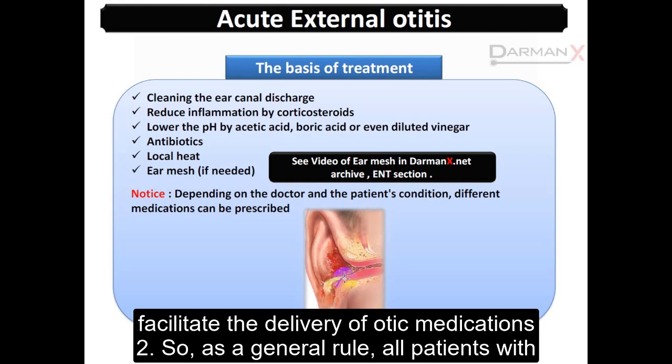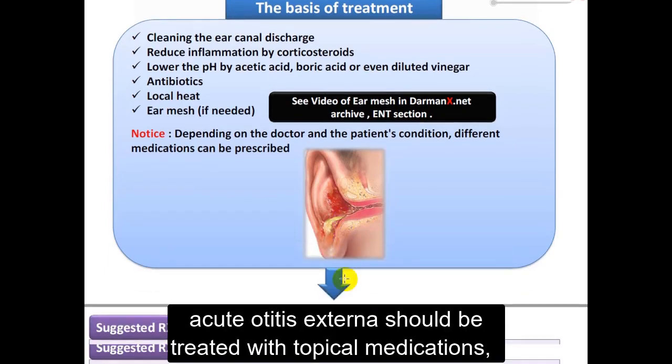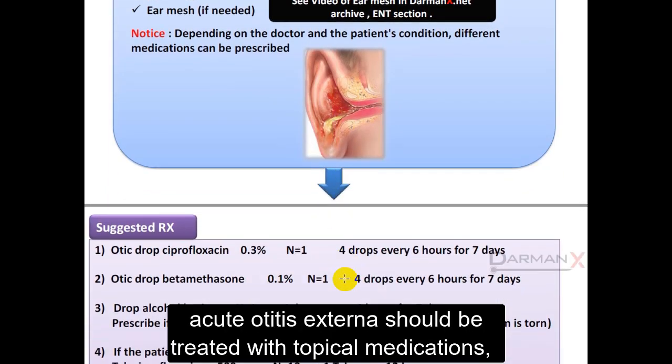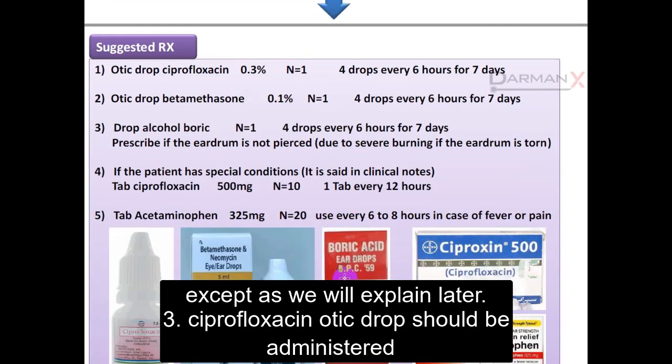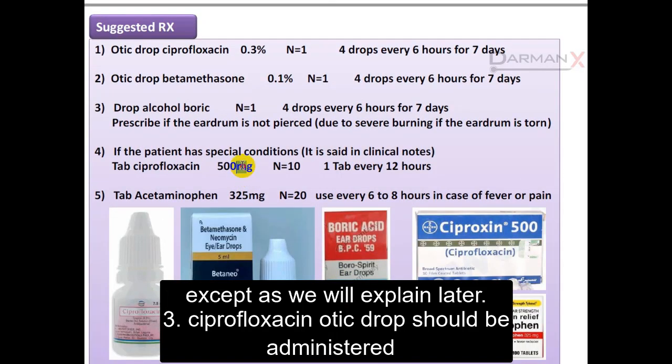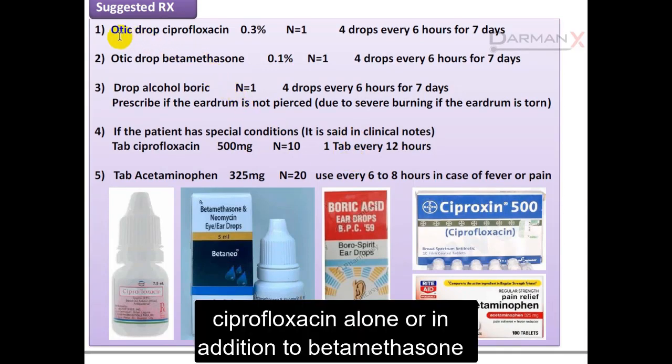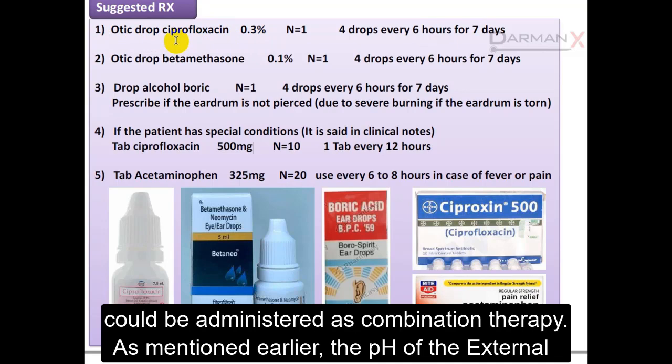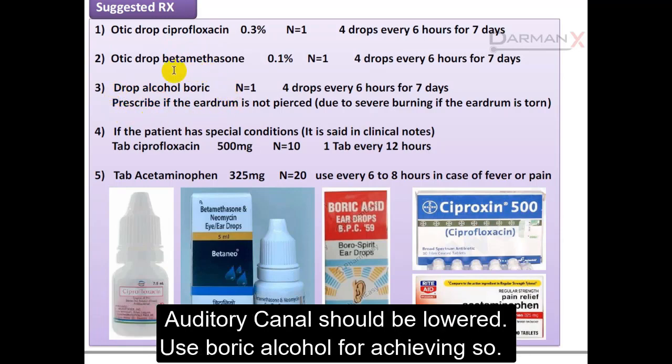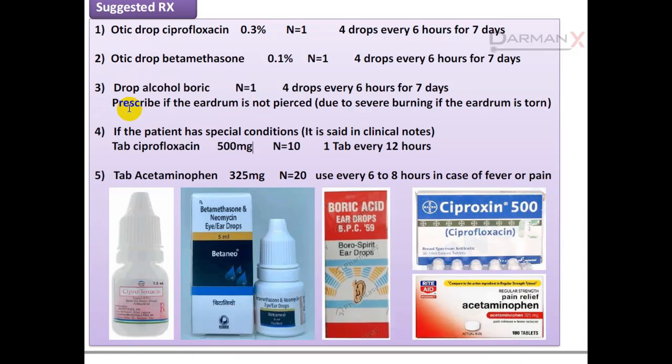medications. So, as a general rule, all patients with acute otitis externa should be treated with topical medications, except as we will explain later. Ciprofloxacin otic drops should be administered. Ciprofloxacin alone or in addition to betamethasone could be administered as combination therapy. As mentioned earlier, the pH of the external auditory canal should be lowered. Use boric alcohol to achieve this.